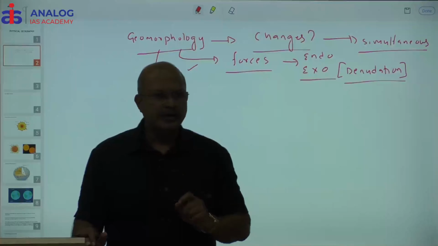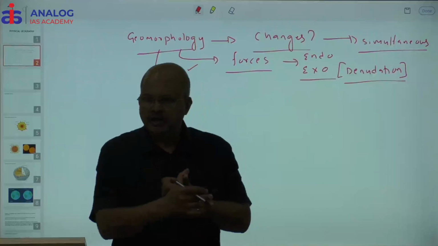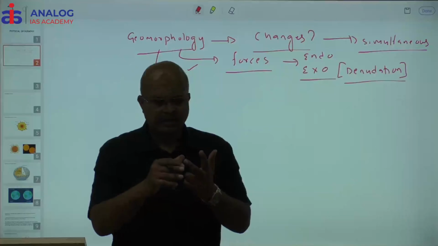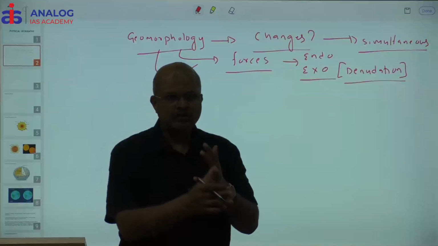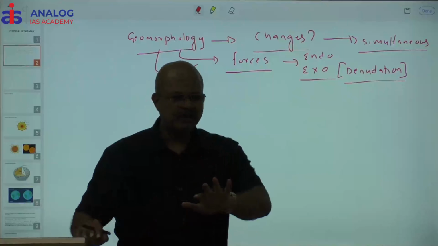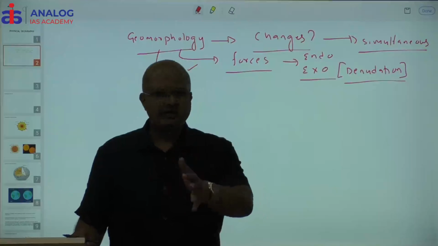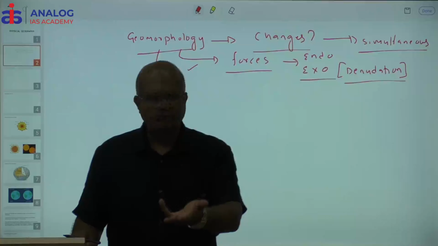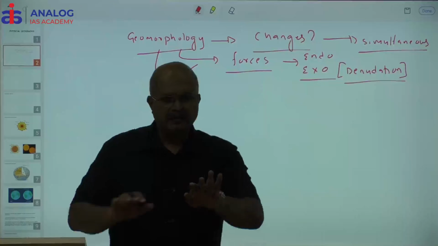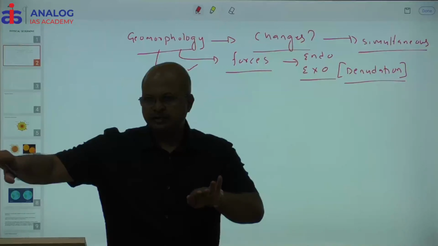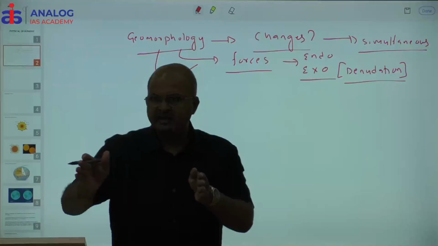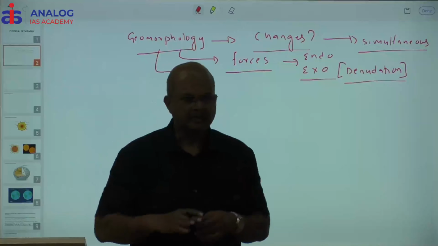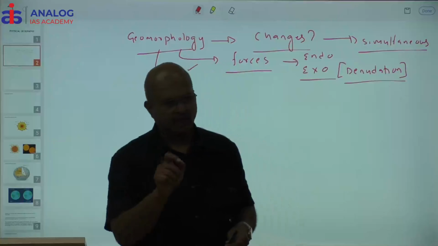Now, what are the agents of denudation? Rivers, winds, glaciers, groundwaters, and waves. So these are the 5 agents of denudation you have to read. Now, when a river is flowing, it will destroy some lands, and it will create landforms.